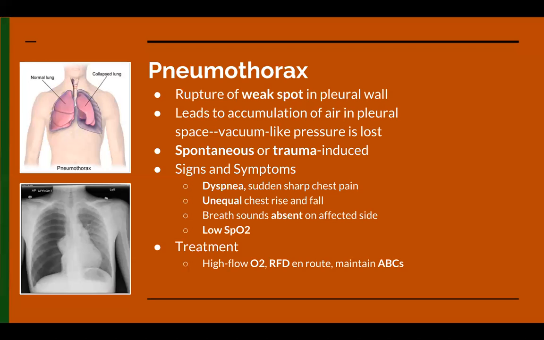So signs and symptoms for pneumothorax, obviously there's going to be dyspnea. They might complain of a sharp chest pain as well. The really common one is unequal chest rise and fall, because only one lung is working how it should and the other is collapsed. And so one's going to be rising a lot more than the other. And again, with the breath sounds, make sure you're also taking them with these patients, because when you listen to the breath sounds, one's going to be absent.